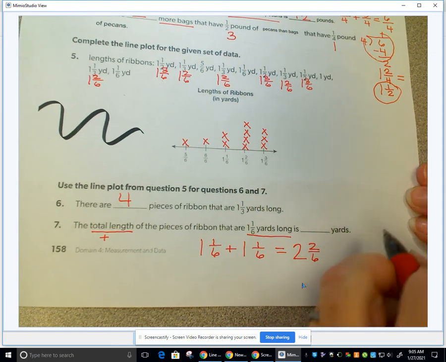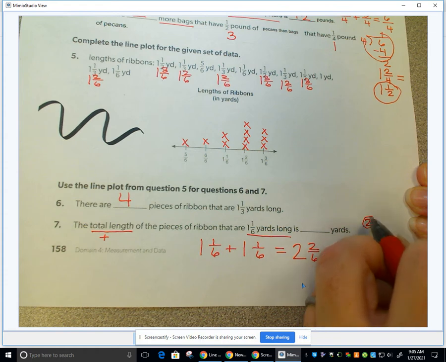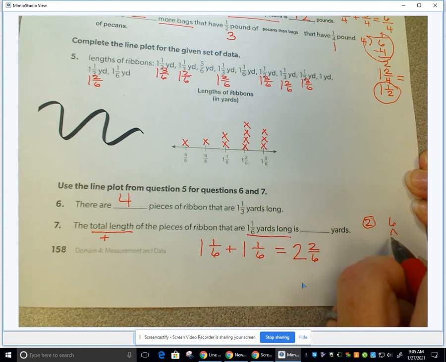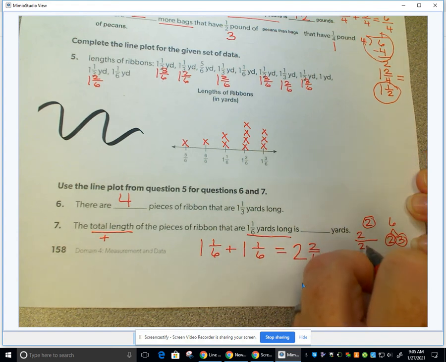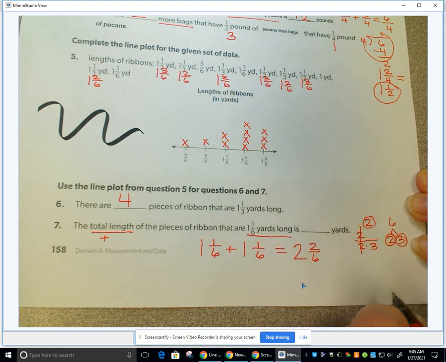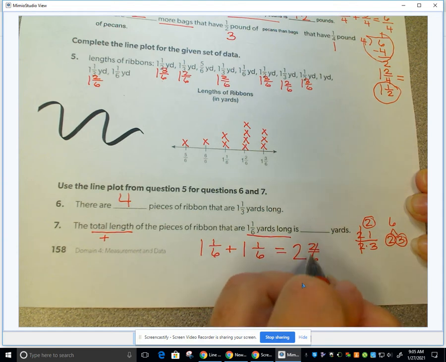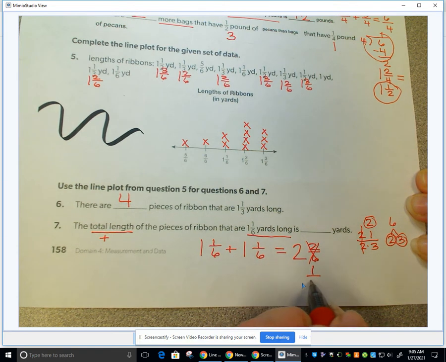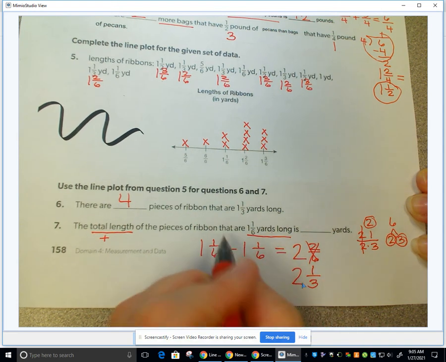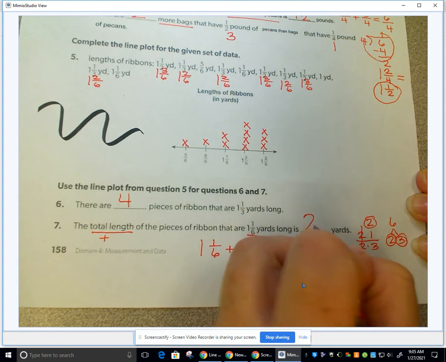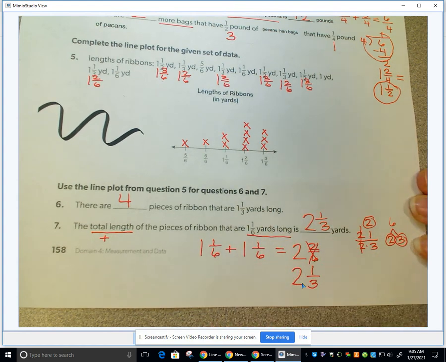And I would need to put this in simplest form, just like I did up here. Remember, you can do factor trees. 2 is prime. 6, 2 3 prime. Stack them. I have a match there. Remember, if I don't have anything left up top, it's understood to be a 1. So 1/3. So 2/6 will become 1/3. And I'll keep my 2. Don't forget that whole number. So the total length would be 2 1/3 yards.